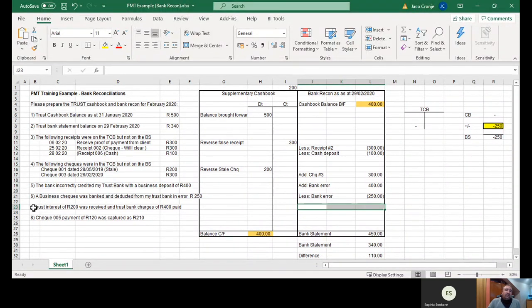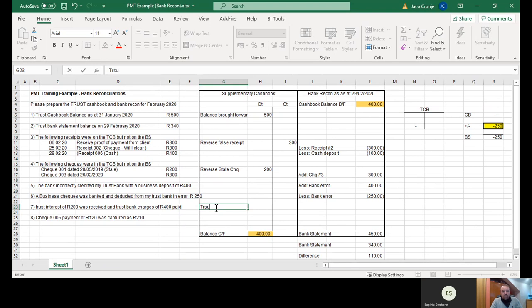Okay. And then the way that this question is structured, the interest was received and trust bank charges of 400 Rand paid. Now, what we're trying to say here is this is new information that we haven't yet accounted for. You'll see in the assignment, they very specifically say, this is a list of transactions that has not yet been accounted for. So in this case, those two transactions have never been accounted for up there in my original cash book. So because it has already happened, my cash book is now incorrect. So I need to update my cash book for these transactions that happened.